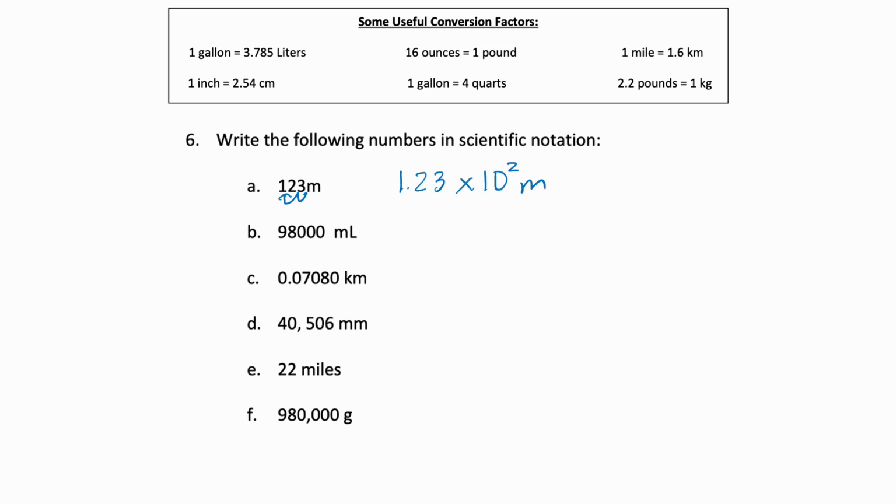Don't forget your units. Again, same thing here, 1, 2, 3, 4. It's a big number, so we're going to have a positive exponent. And don't forget our units. This one is a number less than 1, so we're going to move the decimal point to the right. And it will be a negative exponent, so 7.08 times 10 to the negative 2. And again, don't forget your units.